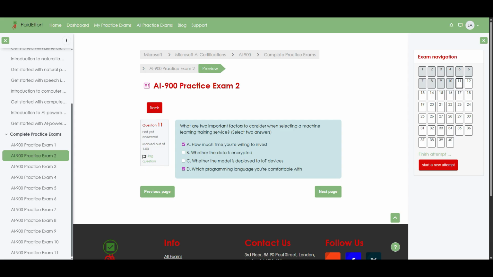Next, your familiarity with a programming language is also key. Many platforms like Azure ML or Databricks support a range of languages such as Python, R, or Scala. Choosing a service that aligns with your language skills makes development smoother and more productive.